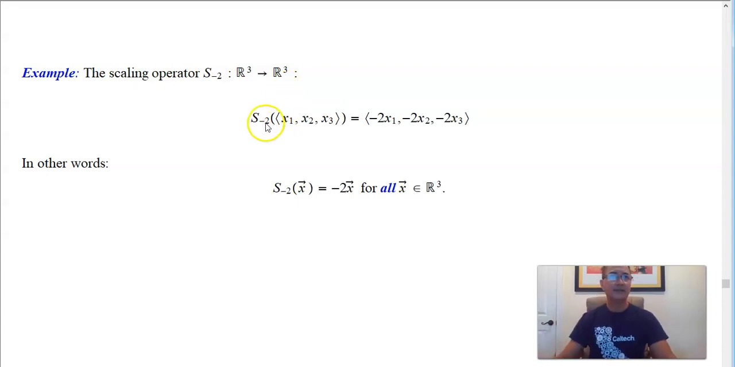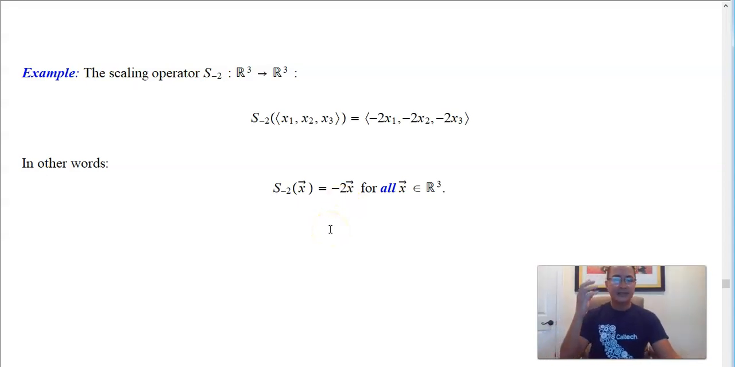Here's the idea. The input vector is x1, x2, x3. The subscript is -2. That just tells us to multiply every component, x1, x2, and x3, by -2. So in other words, S sub -2 of x is just -2 times x. It's just like scalar multiplication. Just multiply x by -2.